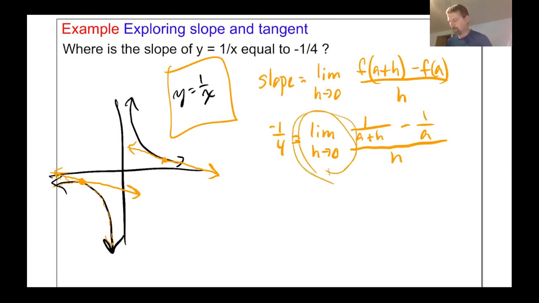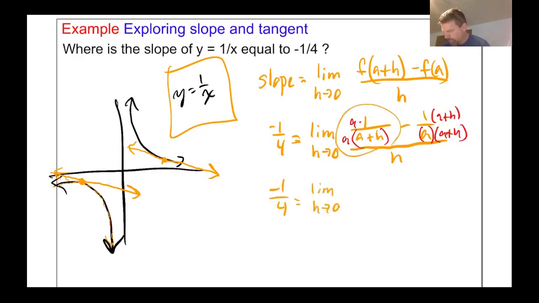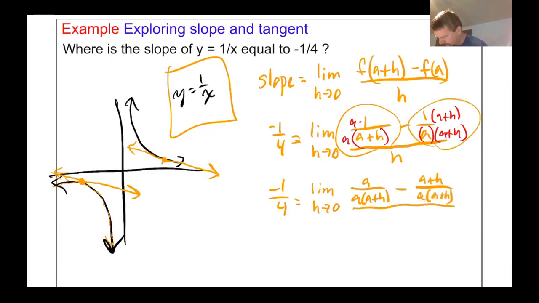Again, I can't just plug a 0 in because then I'm dividing by 0. So I'm going to do a little bit of math, hope something nice happens. And again, with this function, it almost always does. For this one, I'm going to find a common denominator first, right? So I'm going to multiply this by a, that by a. I'm going to multiply this one by a plus h, and that one by a plus h, because then I'll have the same denominator. This one is going to be a over a times a plus h, minus that one is going to be a plus h over a times a plus h, all over h.